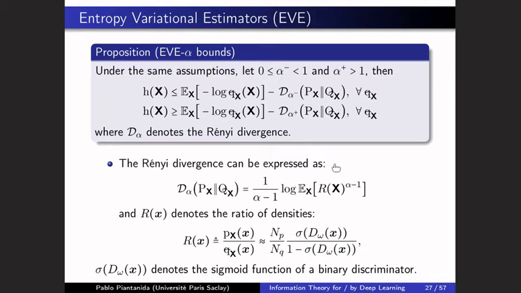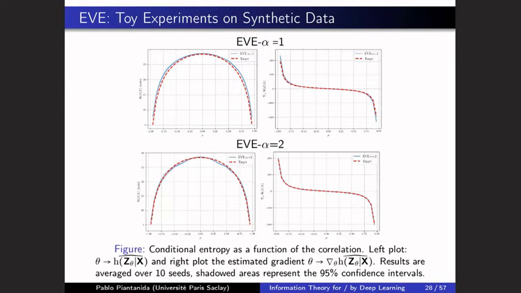The way of learning this Renyi divergence is approximating the density ratio function using a binary classifier. I can discuss more about this later, but basically, it happens to work well. This is a very toy example of a conditional entropy for Gaussian variables, in which we plot the entropy as a function of the correlation. And here we plot essentially the gradient of the entropy with respect to the correlation coefficient. Again, you see that in both cases, the approximation and the true value are extremely close for different values of alpha.